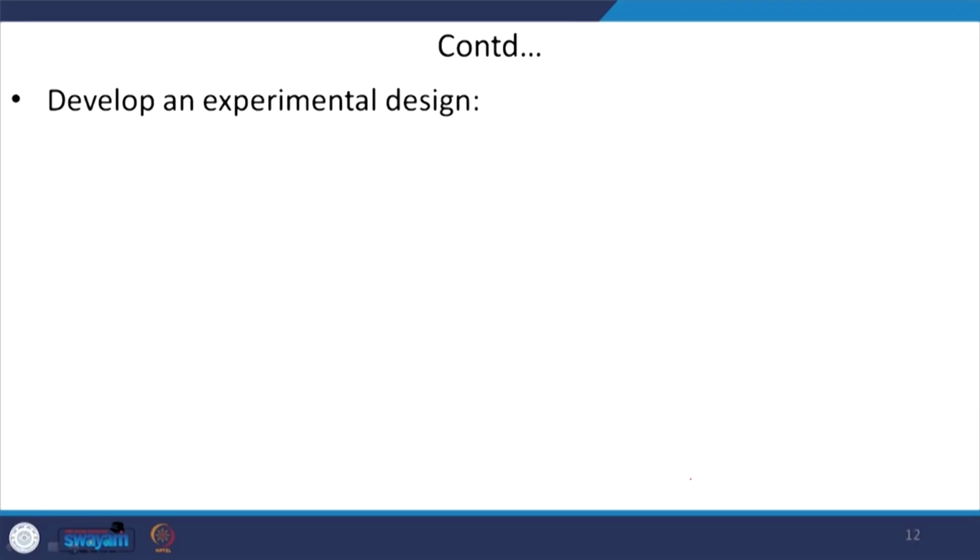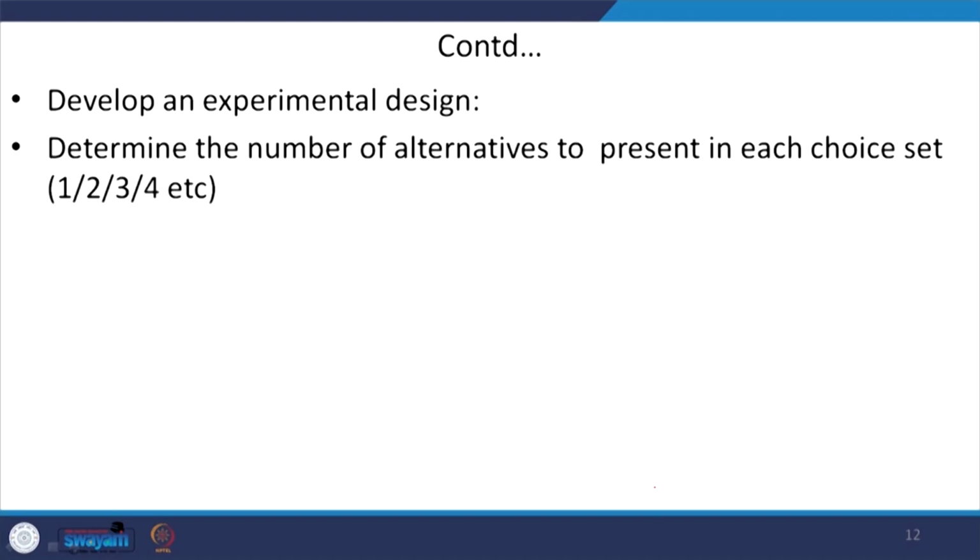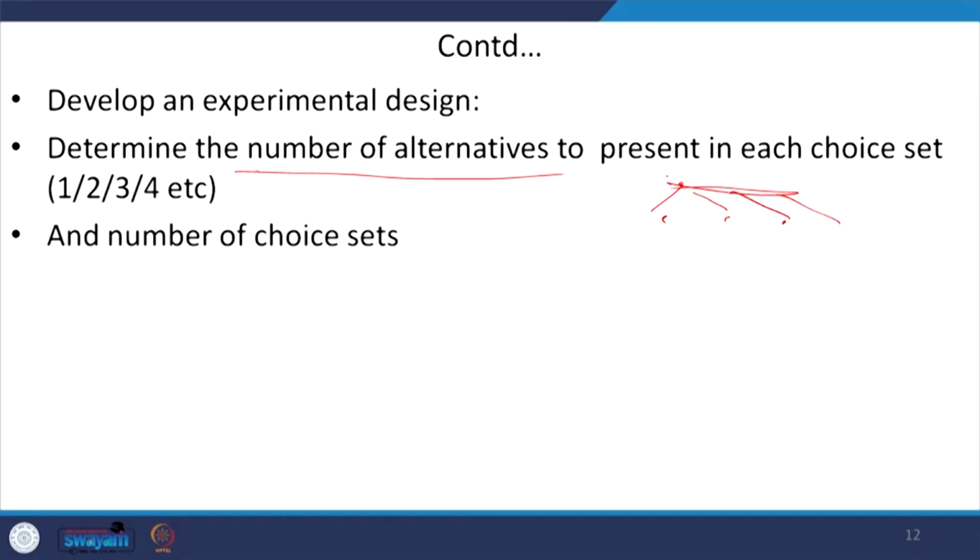So, after doing this exercise we can develop an experimental design. In developing an experimental design we need to determine the number of alternatives present in each choice set, because once you understand these are the choices, then you are dividing this into a number of alternatives. This is the first alternative, second alternative, third alternative and fourth alternative on a particular thing, right.